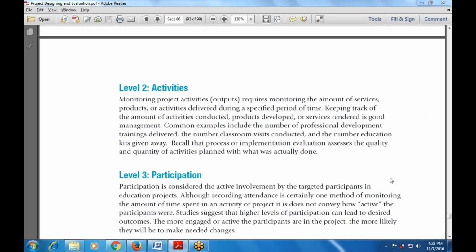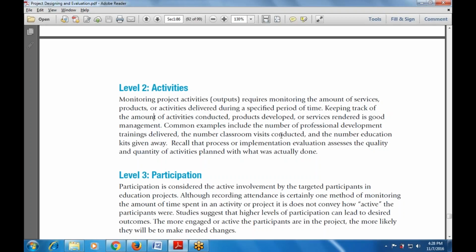What are the various activities? What are the various activities that are scheduled and planned here? Monitoring the project activities is an output that requires monitoring the amount of services, products, or activities delivered during a specified period of time, and keeping track of the amount of activities conducted. Products developed or services rendered are good examples of good management developed over the project.